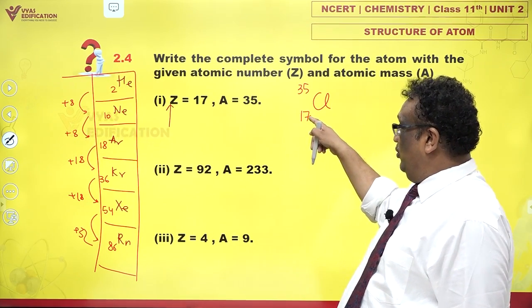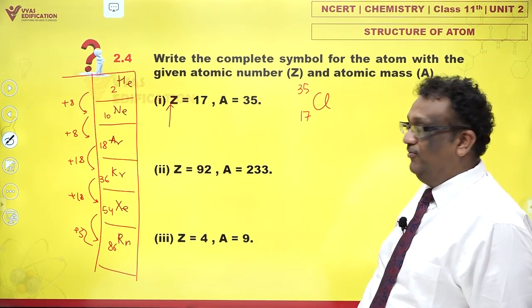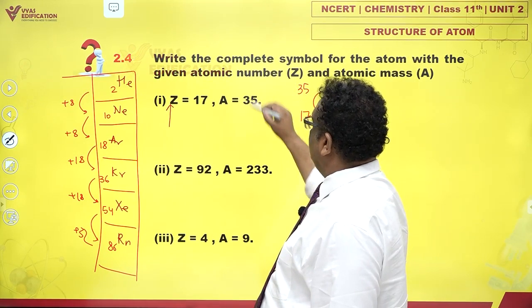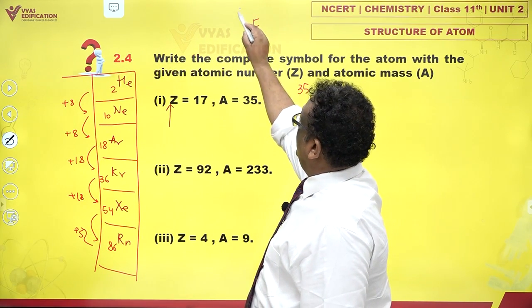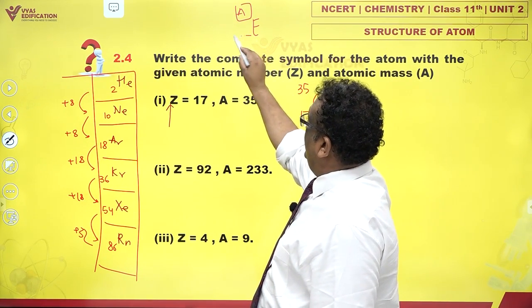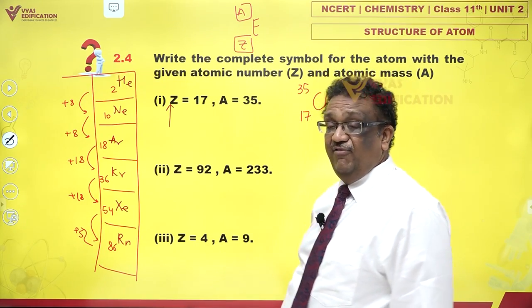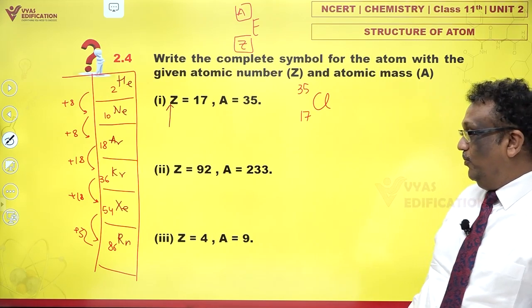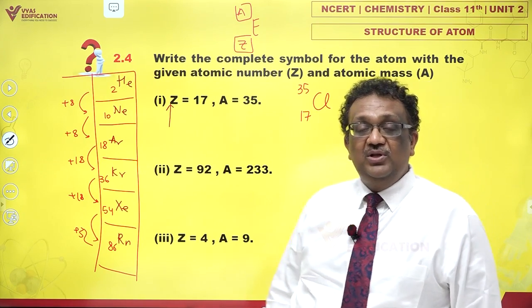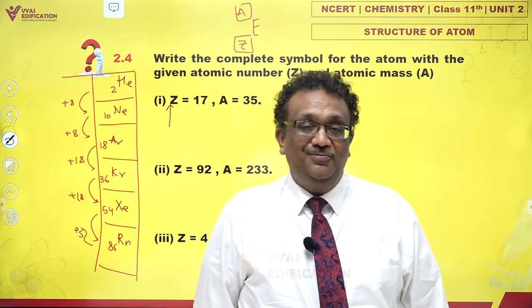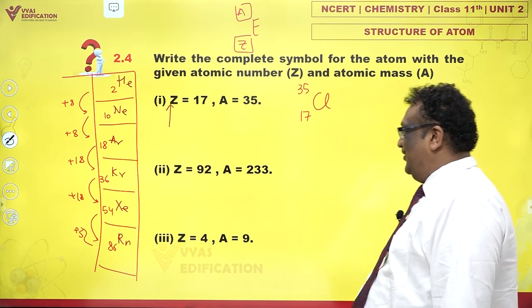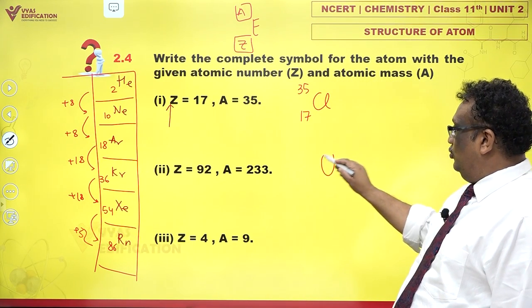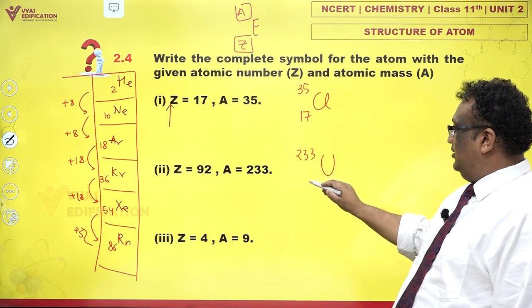A goes above and atomic number Z goes below. Like this. You have any element? You write A here and you write Z here. That's the standard way of writing it. 92, oh my God, this is so enormous. What is 92? 92 is uranium. Fancy. U-233.